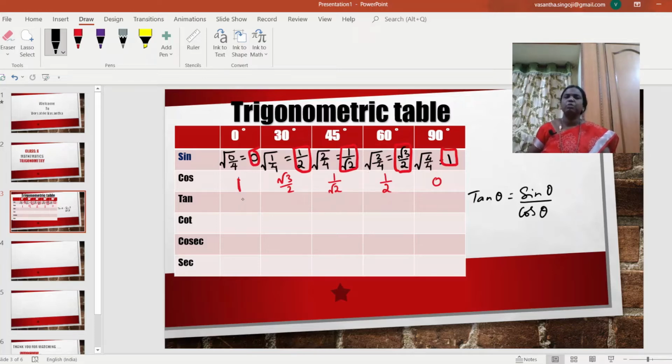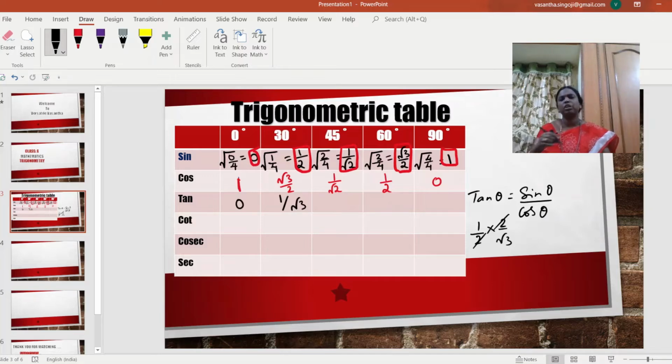So let us quickly do 0 by 1 is 0. Then 1 by 2 divided by root 3 by 2. So we know that we can multiply by taking the reciprocal of cos. So 1 by 2 multiplied by 2 by root 3 will be nothing but 2 by root 3. So you know that you can cancel and you can write it as simply 1 by root 3.